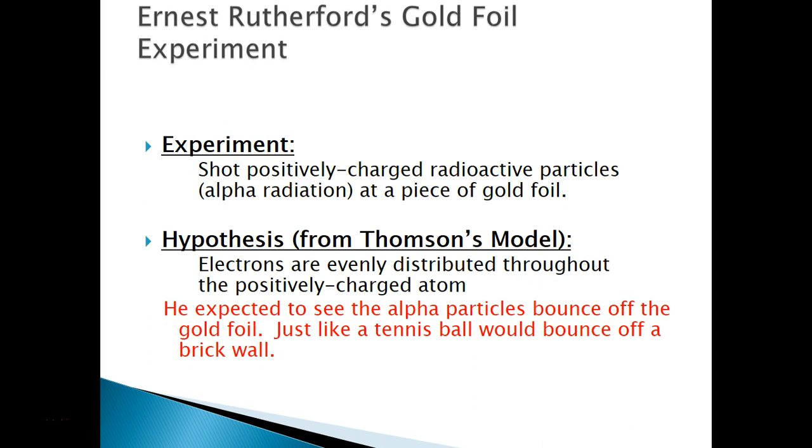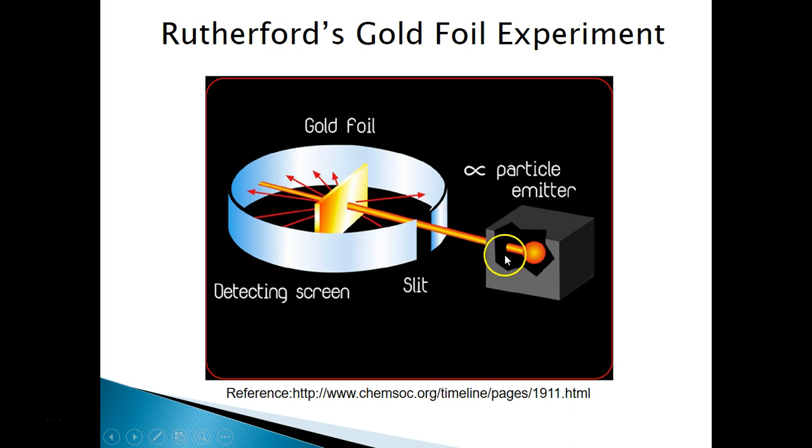Just imagine if you were throwing a tennis ball at a brick wall, your hypothesis would be that the tennis ball would bounce off the wall. So this is Rutherford's experiment. Here's the alpha particle emitter. It's going to shoot alpha particles at the gold foil, and all around the gold foil is a detector.